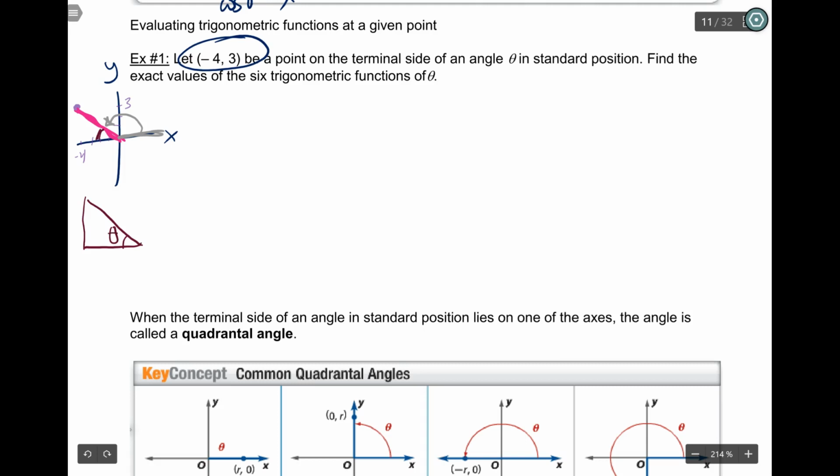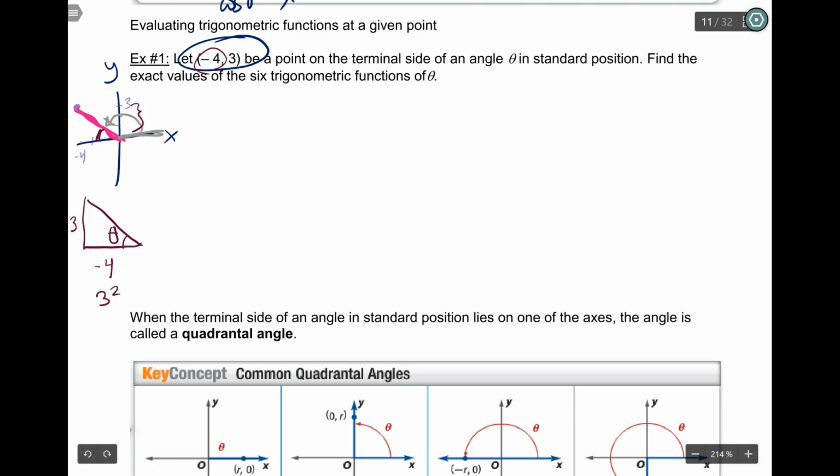This is going to be my theta. This has a value of -4. The height, the y value, is 3. The x value is -4. And I need to find my hypotenuse. So let's try to figure it out.